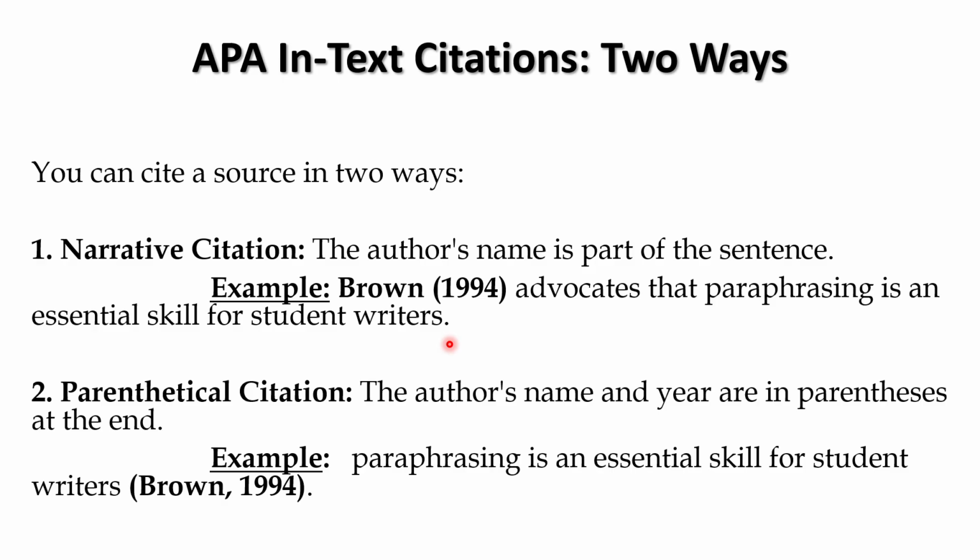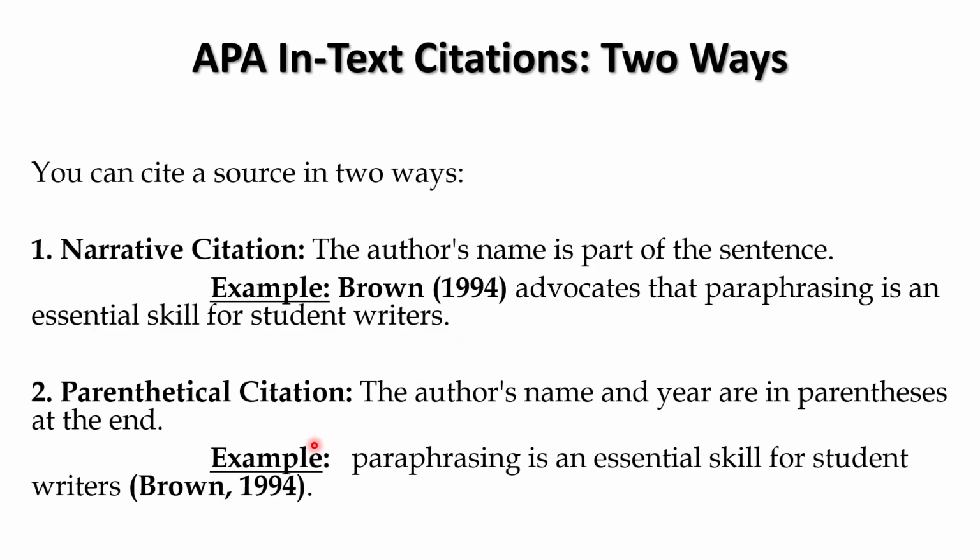So, here, Brown is the subject of the sentence. The year appears right after the name, 1994, between parentheses, and then the sentence continues. The reader knows immediately who is being cited and when the work was published. This style is called narrative because the author becomes part of the story you are telling.